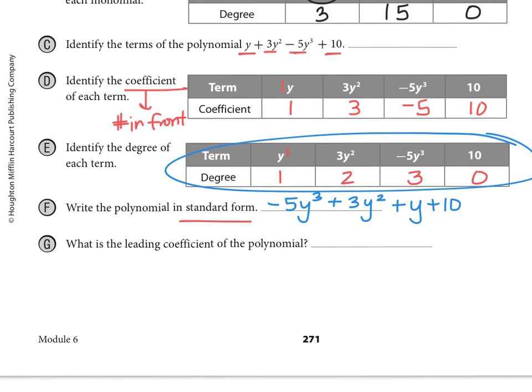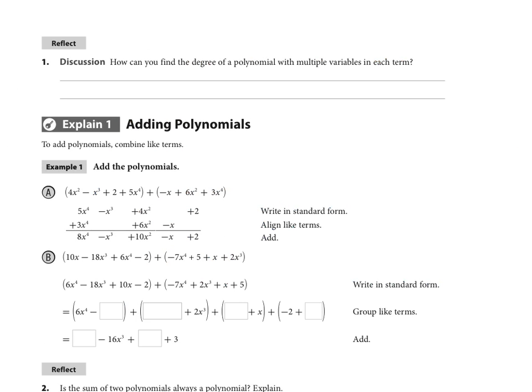And the last question is, what is the leading coefficient? That means what is the very first number on the very first term. So the leading coefficient here is going to be negative 5 because it's the very front. All right, that's the vocabulary you need to know for today.